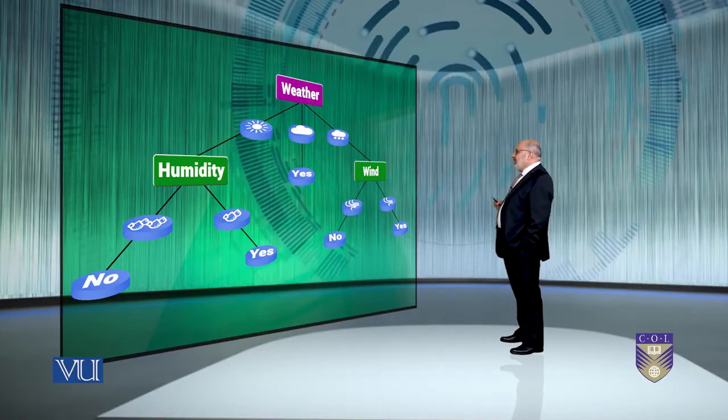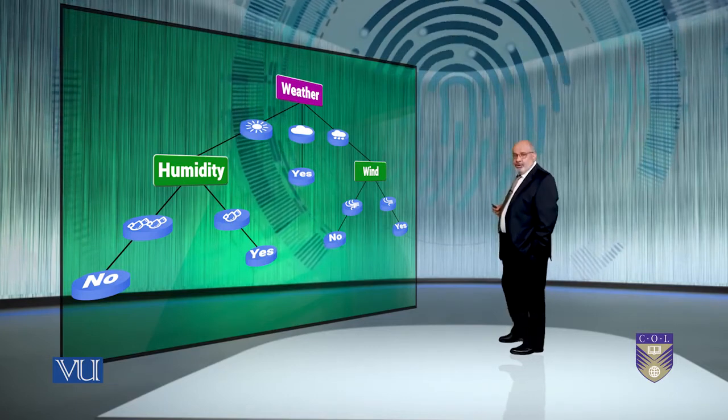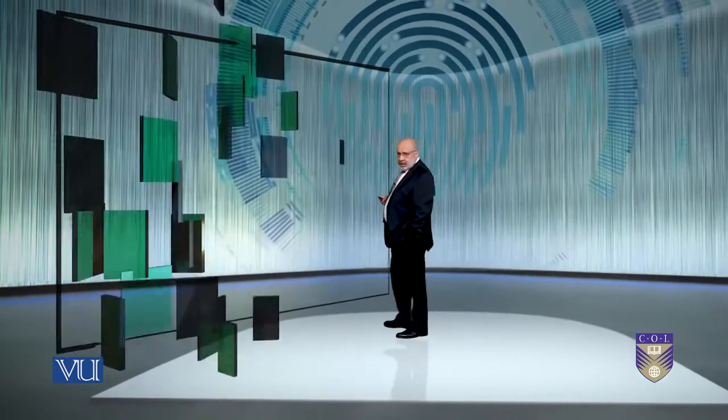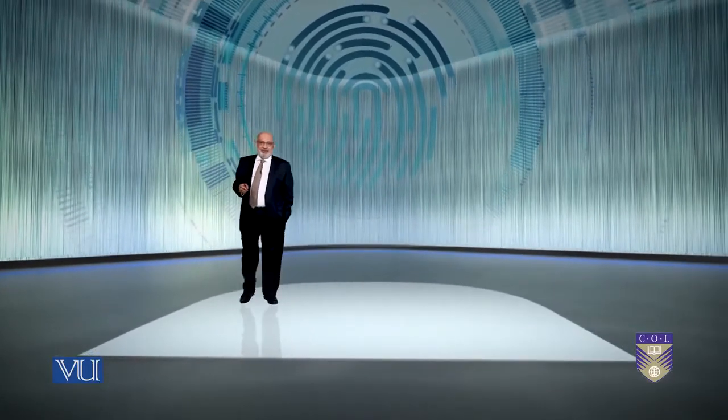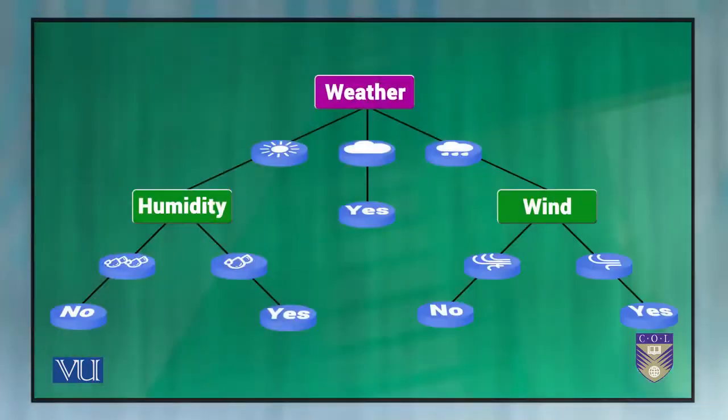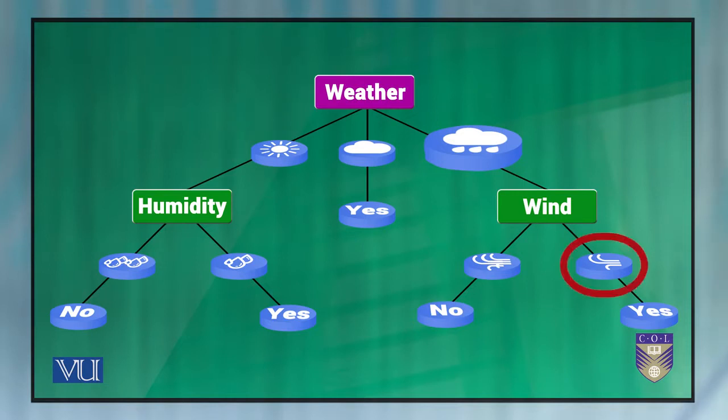If you look at the wind situation, in the wind situation, once again, the same thing applies. Let's say the weather is rainy and there is wind. Now you want to know, what does wind look like? Wind could be strong or weak. So if it's rainy and the wind is weak, you can say, yes, go ahead. If it's rainy and the wind is strong, you'd say, no, let's not go out.